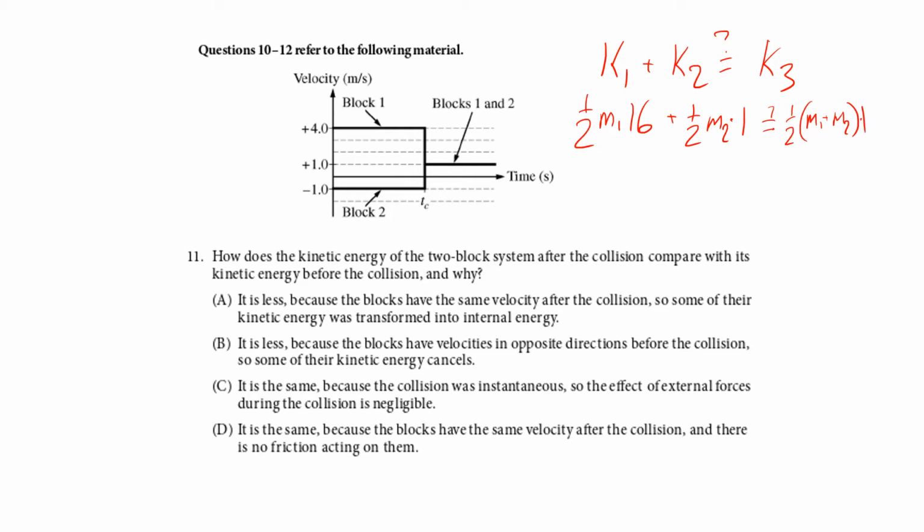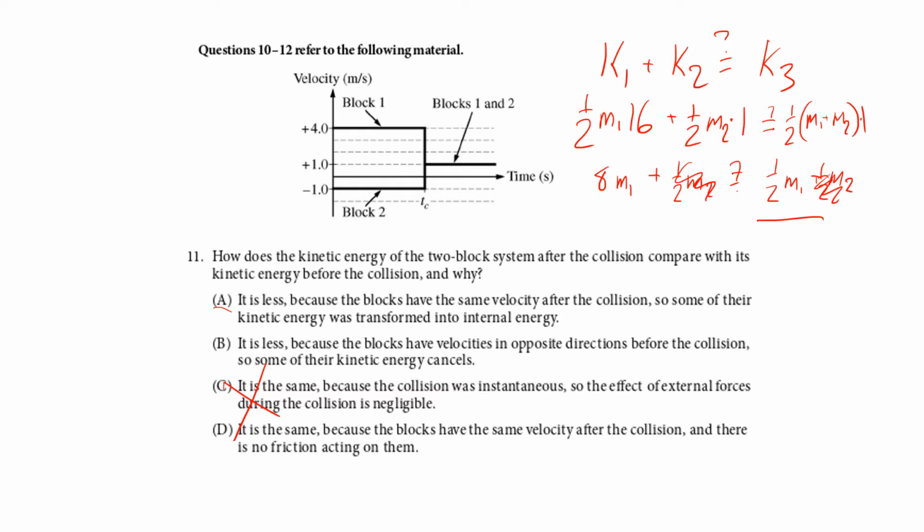So this guy is going to have 8m1 plus 1/2 m2 is equal to maybe, yeah, distribute the 1/2 m1 plus 1/2 m2. So these just cancel out, these don't matter. But obviously this is going to be less than that because you can't have negative mass. So it's less, it's not the same. It's less because the blocks have the same velocity after collision, so some of their kinetic energy was transformed into internal energy. That sounds good, but let's just double check.